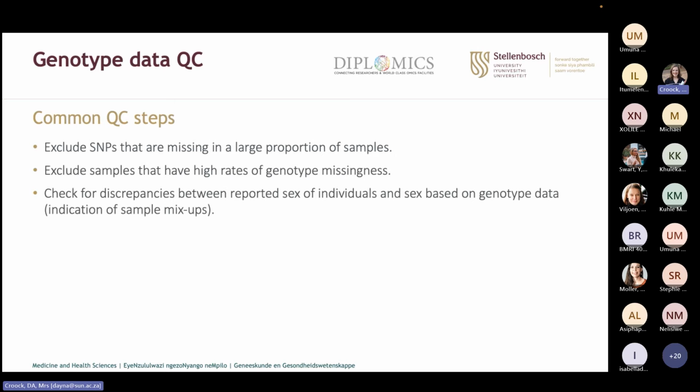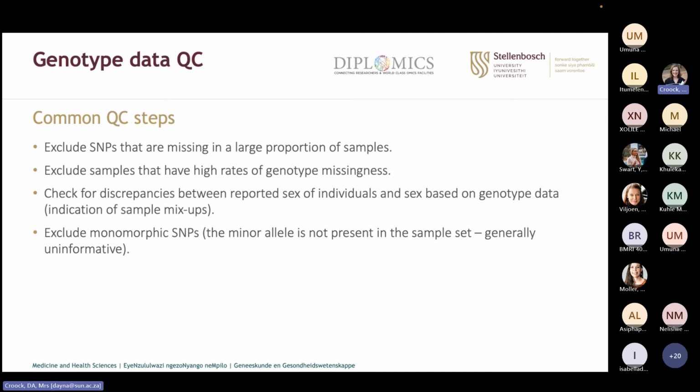Okay, we want to check for discrepancies between the reported sex of individuals and the sex based on their genotyping data. It's going to be very awkward if you get an individual who reports as male, but their genotype data indicates that they are XX. Okay, that's a bit weird. Obviously, in our day and age, anything can be true, but normally this is an indication of sample mix-ups.